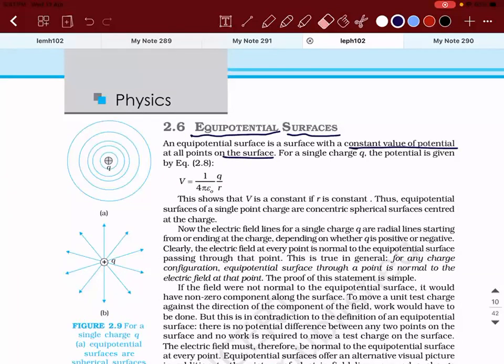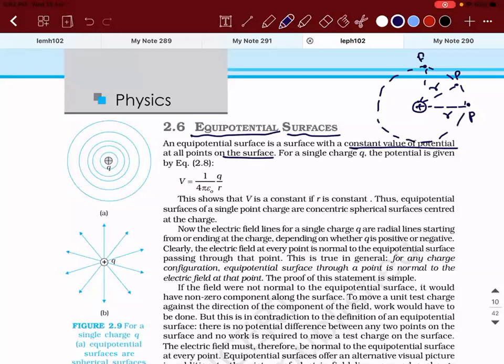So if you take a point charge, what is the definition telling us? With respect to that charge, you need to draw a shape, and that shape should be such that any point on it has the same potential. If I take a point P here at a distance R, another point P here at a distance R, and another point P here at a distance R, in a two-dimensional plane it forms a circle. In a three-dimensional space, it forms a sphere. That is the meaning of it.